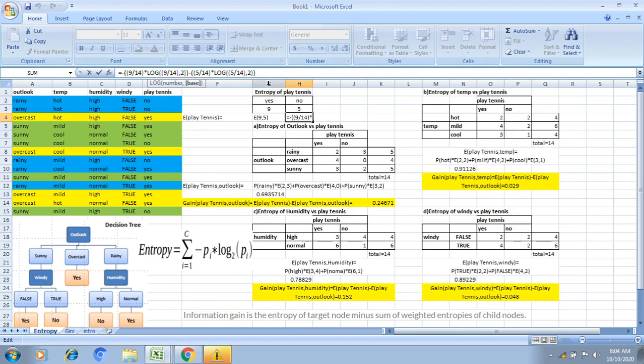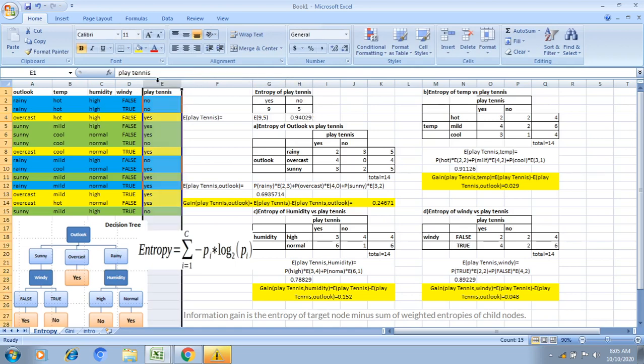Next, in a similar way, I calculate the entropy for the no: minus 5 divided by 14, the 5 no's out of 14, multiplied by log of 5 divided by 14, same base 2. In a similar way I calculated the entropy for the target data. I got this left side value: the entropy of the target data is 0.94029. Similarly, I need to calculate for the child nodes of outlook.